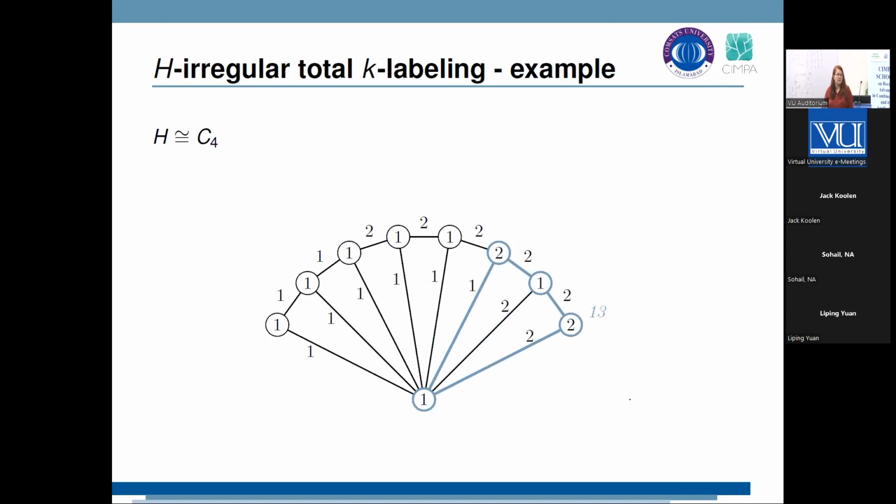Okay, so we have some bounds. We can prove some general bounds for any graph for this parameter.